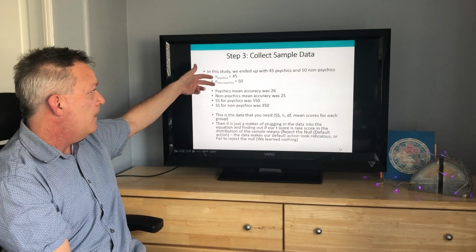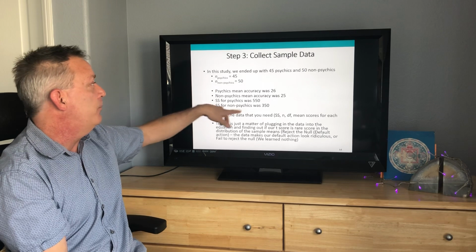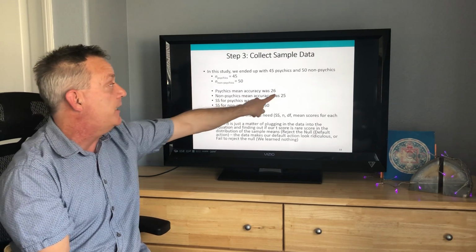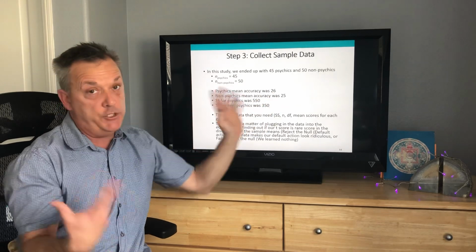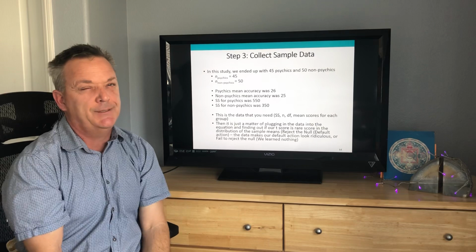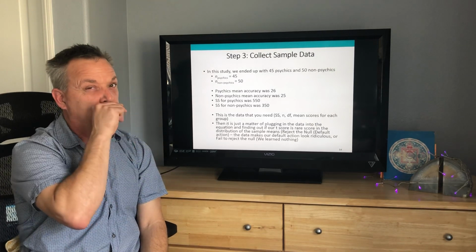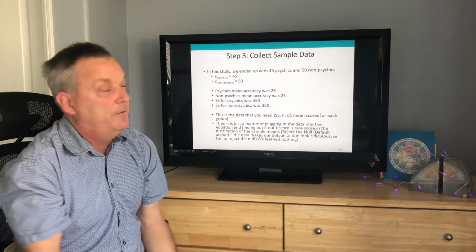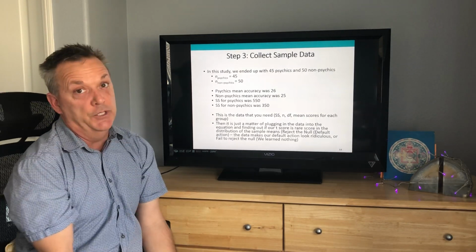Your N, your mean accuracy for both the psychic condition and the non-psychic condition. So it looks like the psychics performed a little better at 26% than 25%, which was the non-psychics. But it really doesn't look like that significant of a score, 26 versus 25. I mean, come on, really? You think that they do a little better.